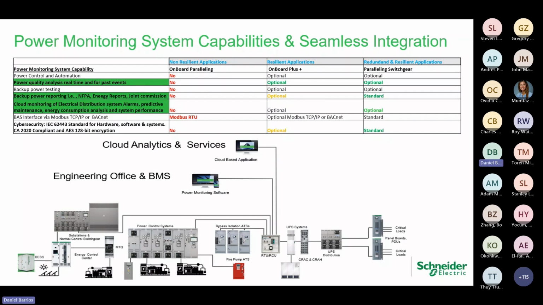Another comment, just noticing here that you see in office, engineering office, and BMS. Typically, most systems communicate via Modbus. However, should you need BACnet or so, that can be accomplished by ASCO. And it's just one of those things that obviously you see in the middle tier here that the Modbus TCP or BACnet is optional when you go to an onboard paralleling scheme with a master control section.